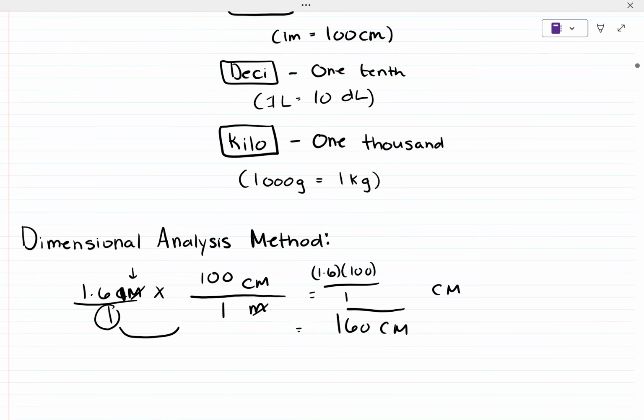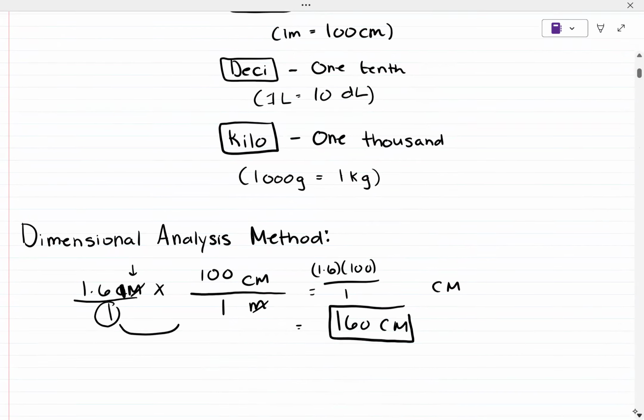That's our answer. We do not have to round. So that is the dimensional analysis.